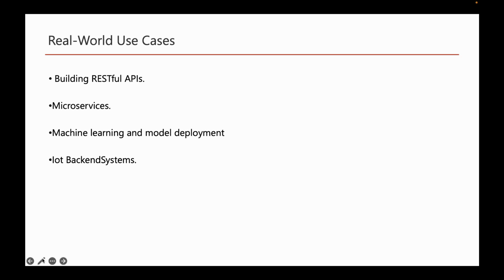So where can you use FastAPI? It's great for building REST APIs, deploying machine learning models, and creating microservices. You can even use it for IoT systems that need to handle a lot of data in real time. FastAPI's versatility makes it a solid choice for a wide range of projects.